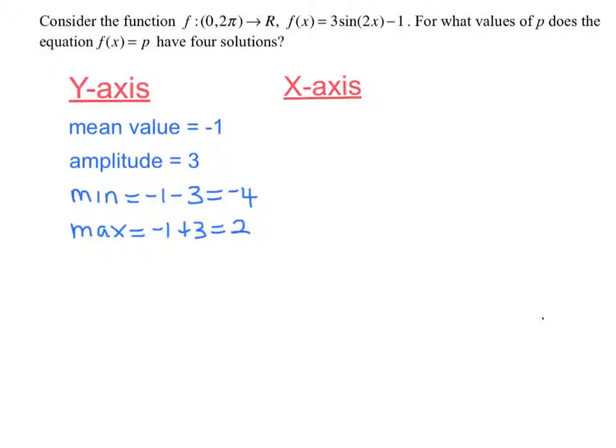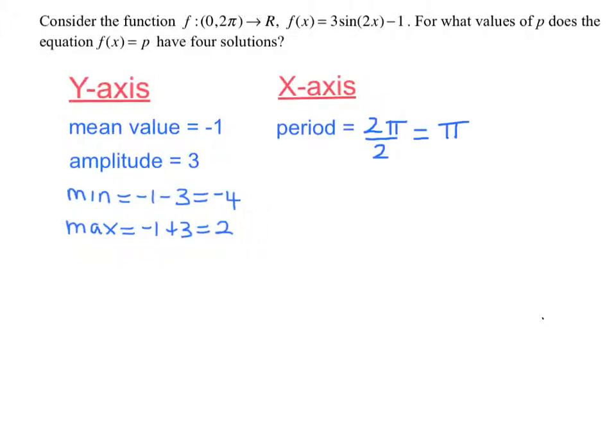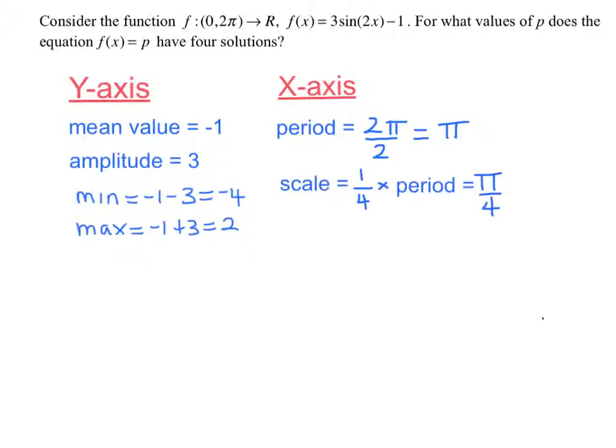We can set up the x-axis now by using the period. The period is dominated by the dilation factor from the y-axis. So here we can see it's dilated by a factor of 1/2. So the period is half of 2 pi, which becomes pi, and the scale for the x-axis is given by 1/4 of the period. So in our case, it's 1/4 of pi.